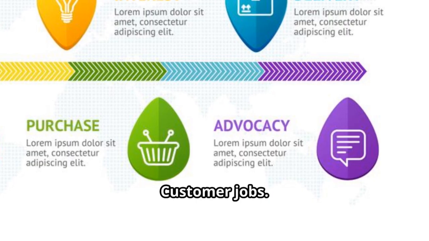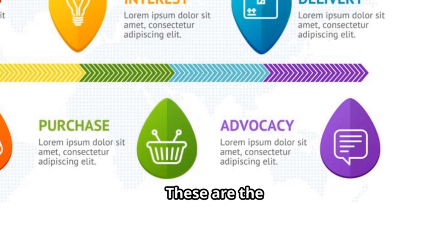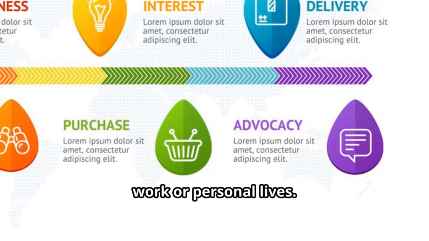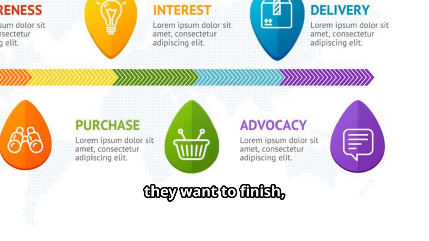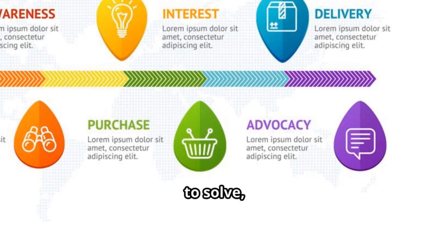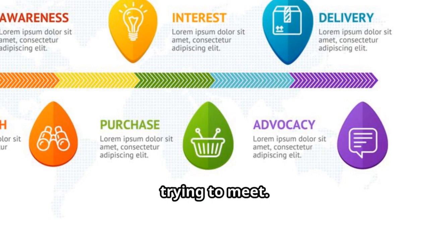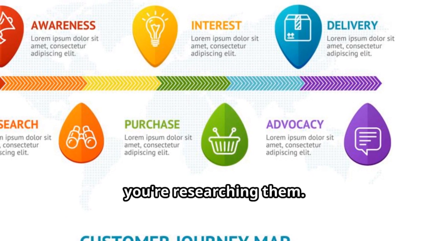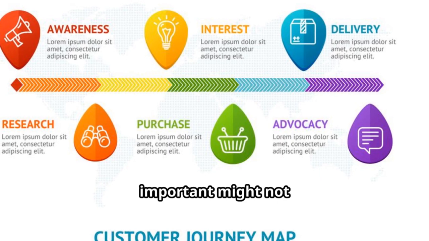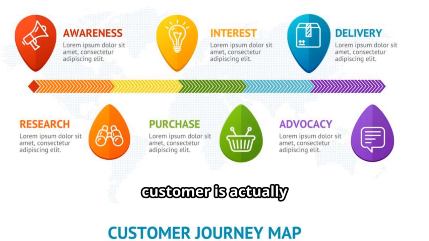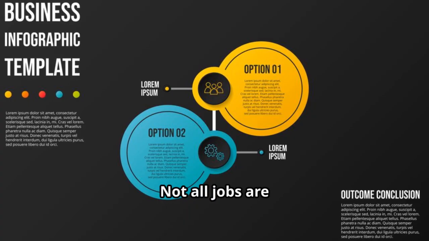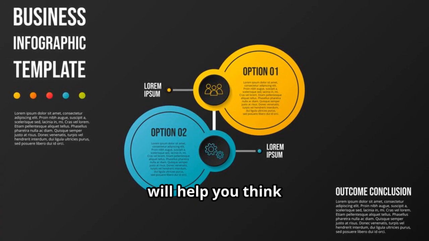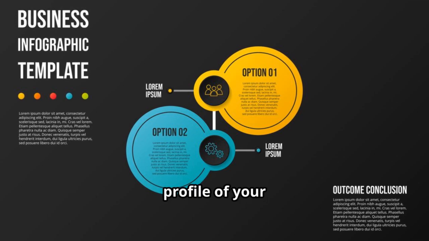Customer profile, customer jobs. These are the things your customers are trying to get done in their work or personal lives. They could be tasks they want to finish, problems they want to solve, or needs they're trying to meet. Make sure you look at these jobs from your customer's point of view when you're researching them. What you think is important might not be what your customer is actually trying to solve. Not all jobs are the same. Knowing the difference between these three types will help you think more openly and create a better profile of your customers.